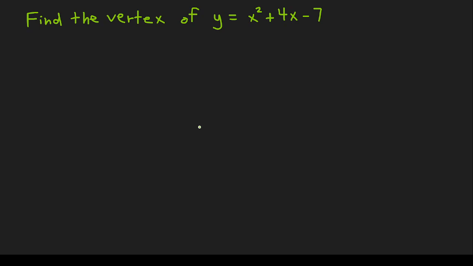I want to welcome you to this video today on algebra: find the vertex of this equation, which is a parabola. It's y equals x squared plus 4x minus 7. So basically, this is a quadratic equation, or quadratic function, as you call it. The shape of it is a parabola. So parabolas look like this.